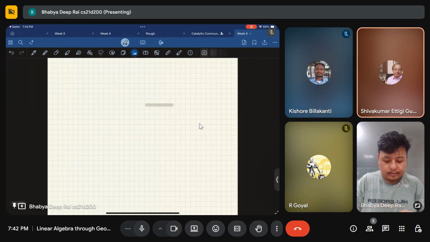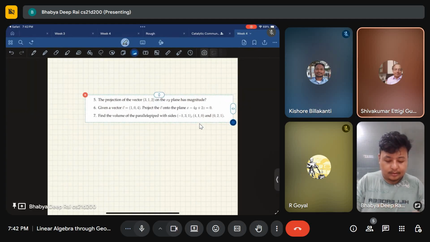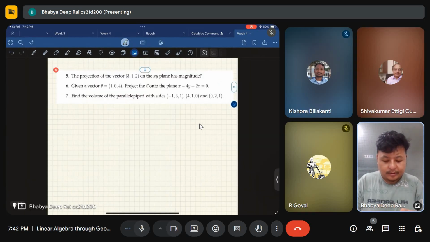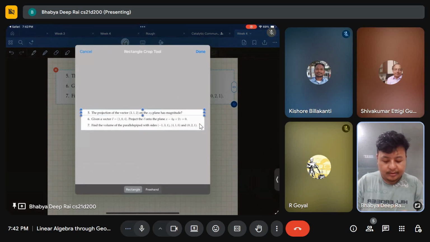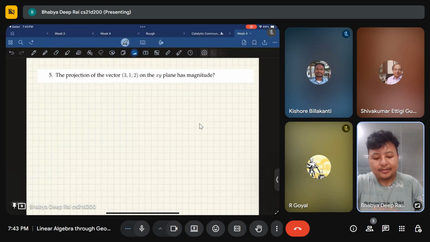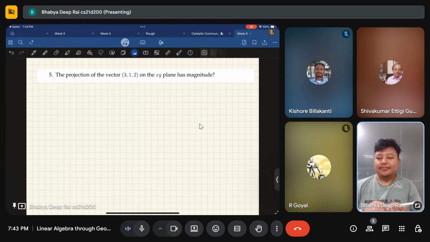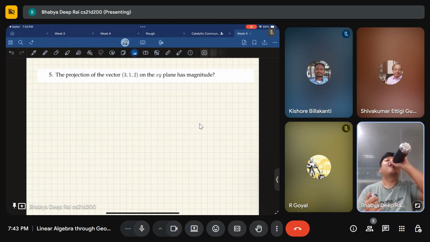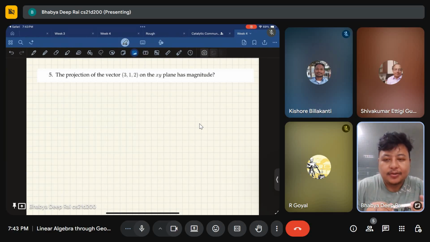Okay, so let's look at this. Can you think about how to do this? It's not too complicated, it's quite simple. You have a 3D vector, which is 3, 1, 2, and you want its projection. By projection, I mean orthogonal projection. If it's not mentioned, then it is orthogonal projection.